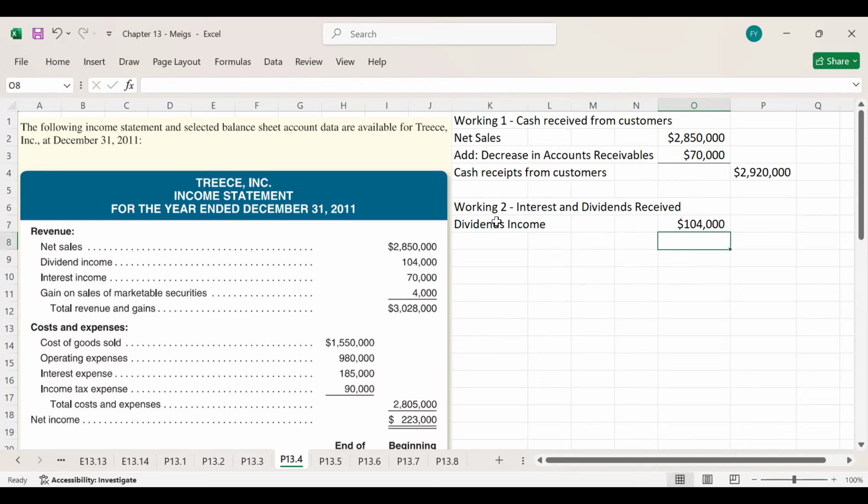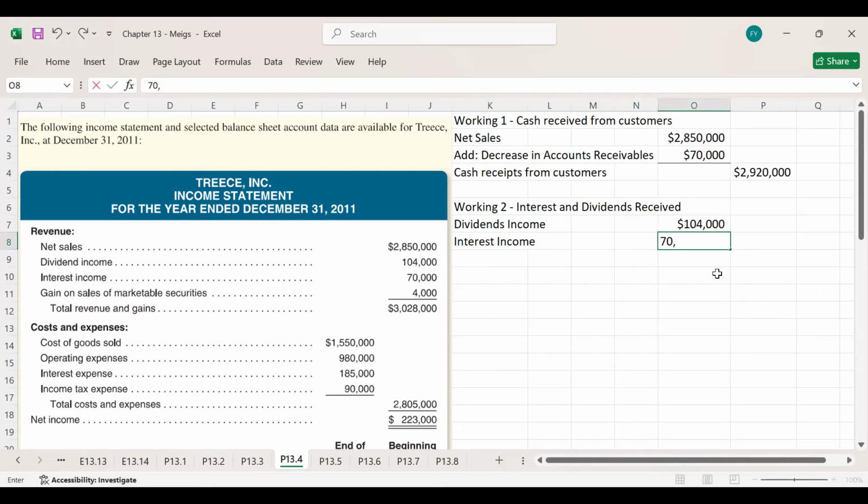The second is interest income. As interest income is on the accrual basis, there must be an increase or decrease in accrued interest receivable, so we will check it. First we add interest income. So interest income is 70,000.